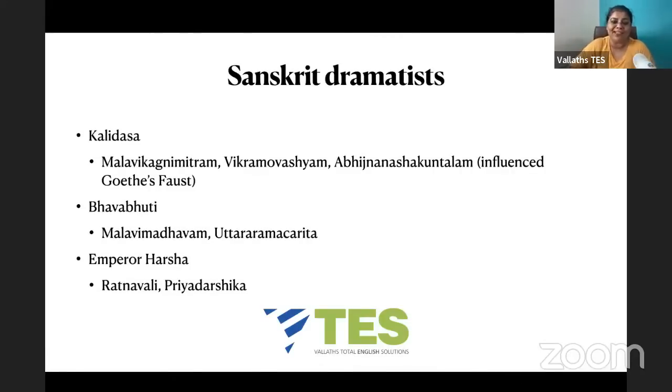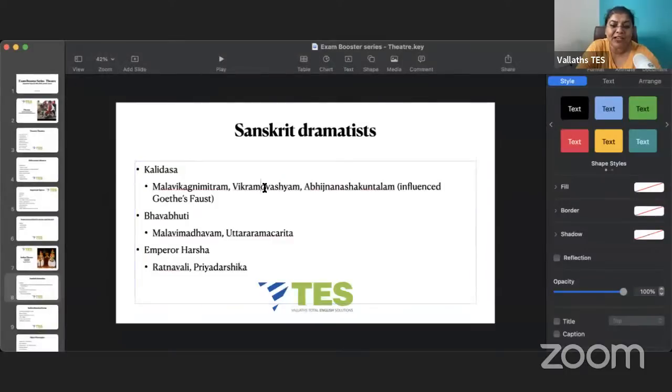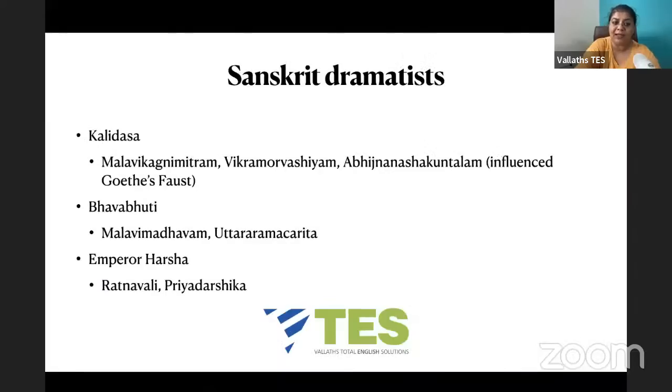Of course we have heard. Kalidasa wrote Malavikagnimitram. It is good if you read summaries. My father has written a book of stories of all these books. Malavikagnimitram. Then Vikramorvashiyam. Spelling is wrong, I typed fast. Then Abhijnana Shakuntalam.